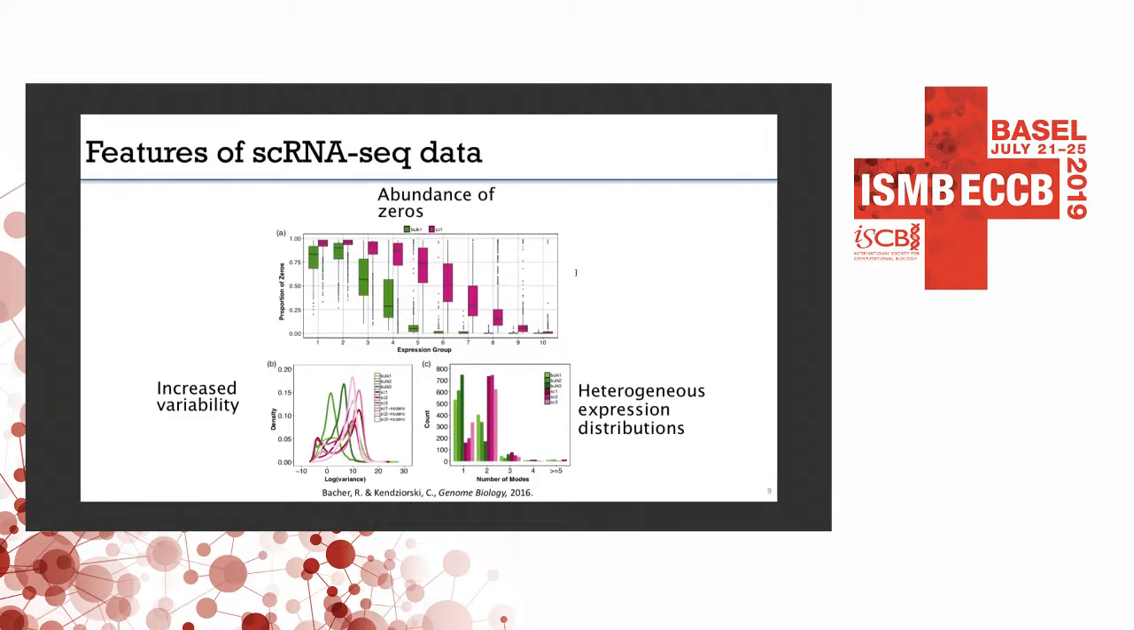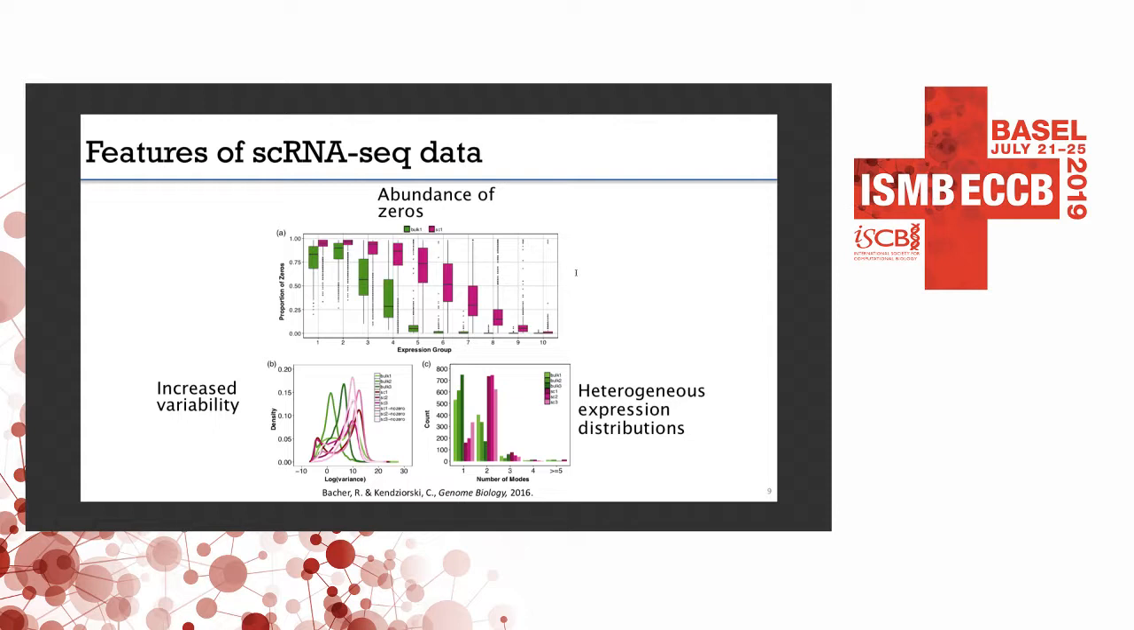So let me talk a little bit about the features of single-cell RNA-seq. What do we see in the data that's different from other applications? So first we see this abundance of zeros. Here I'm plotting on the y-axis, for each gene, the number of zeros in that gene. And I divided the genes here into 10 groups. So the first group here is the most lowly expressed genes, and this group on the right is the most highly expressed genes. And so you can see for those most highly expressed genes, both the bulk and the single-cell data set have almost no zeros.